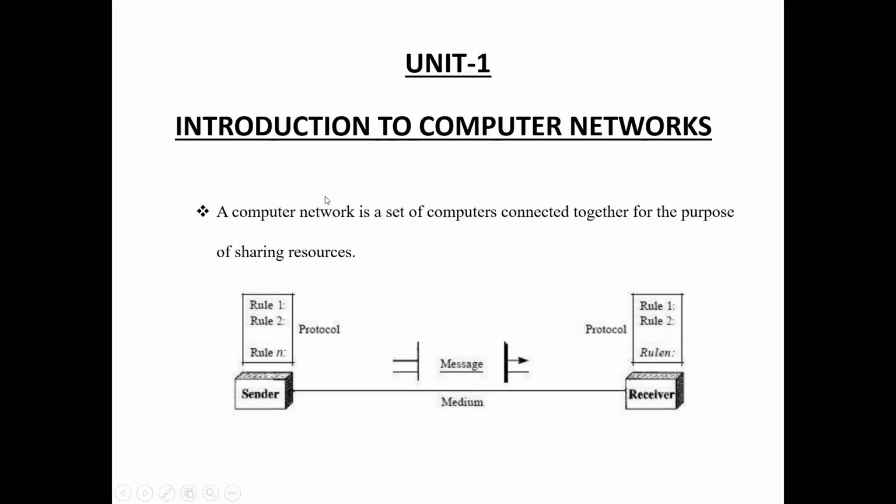First one, computer network. A computer network is a set of computers connected together for the purpose of sharing resources. A computer network is a group of computers linked to each other that enables a computer to communicate with another computer and share their resources, data, and applications. That is the definition of a computer network.